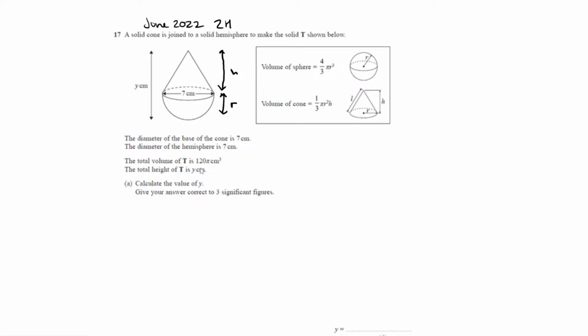So again, we're setting up a formula here based on the volume of T. So the volume of the whole thing would obviously be the volume of the cone, a third pi r squared, which is not 7, 3.5. Remember to half that if they've given you the diameter. And then the height of the cone, which I'm going to use h because obviously it's not y, is it? Plus the volume of the hemisphere, which is the volume of the sphere. Again, remember the radius. Oh, no, that's cubed, isn't it? But I only want half of that because it's a hemisphere. Now, do you see how that equals 120 pi?